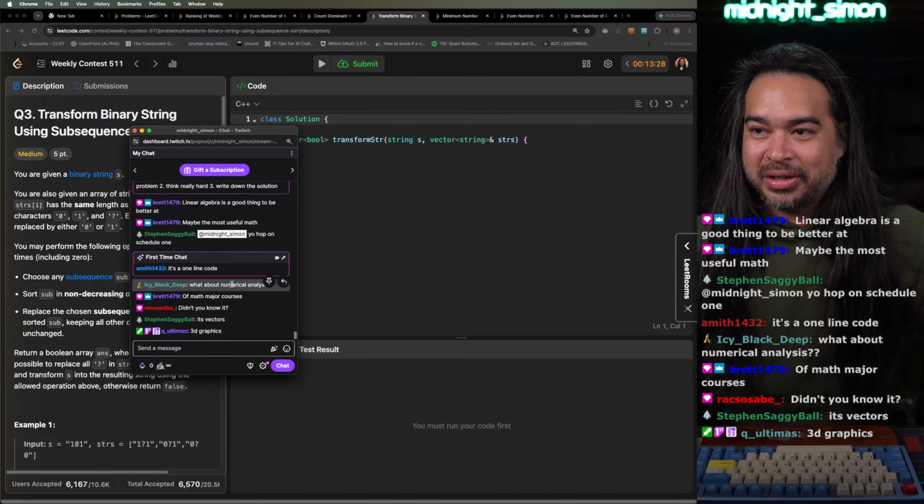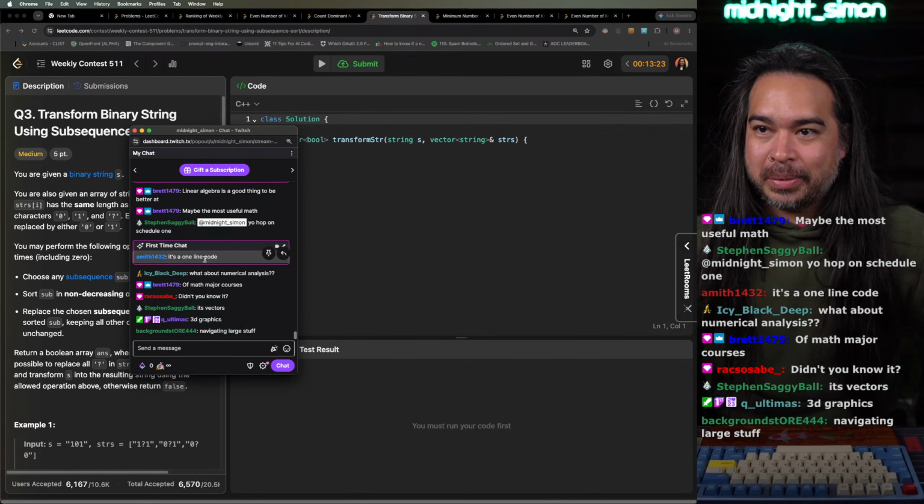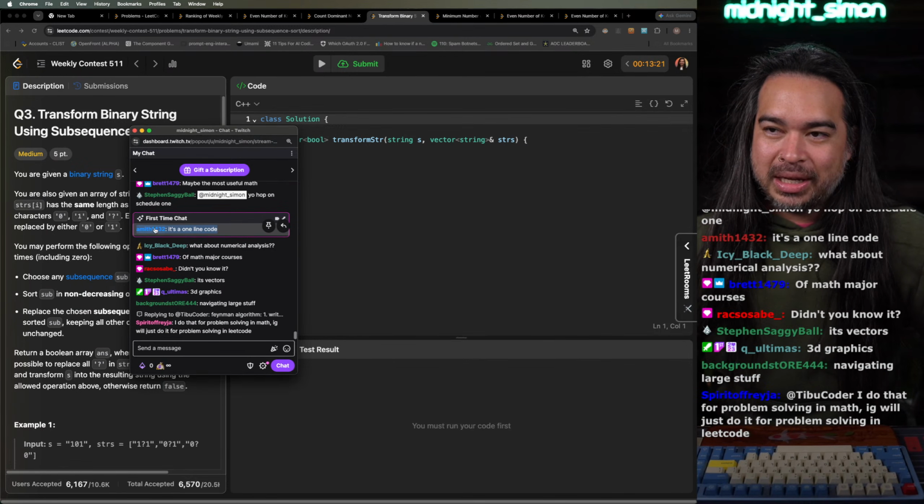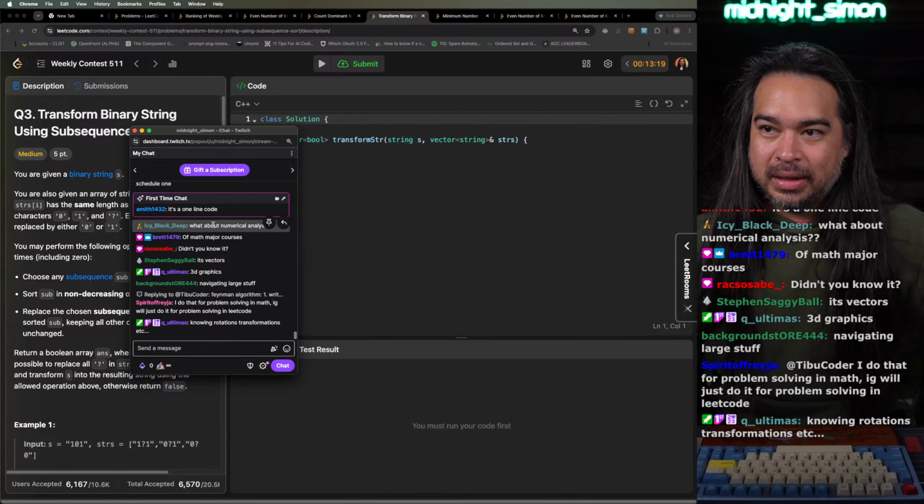What about numerical analysis? Wait, it's a one line code. Which one are you talking about? Q1 is a one line? Yeah. It's vectors. 3D graphics.